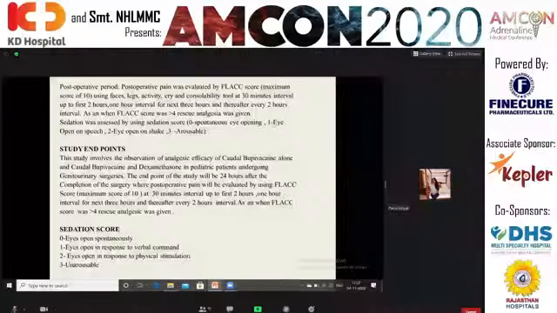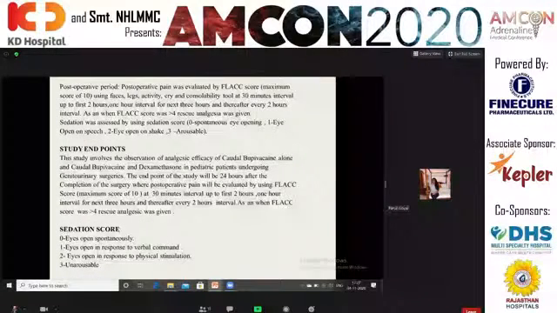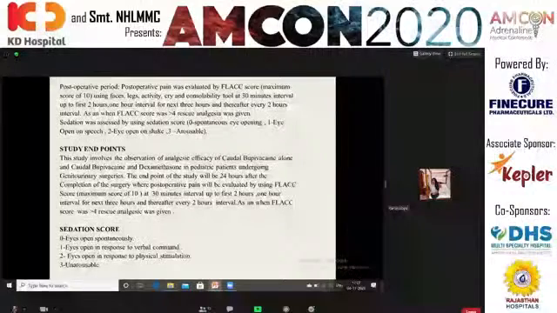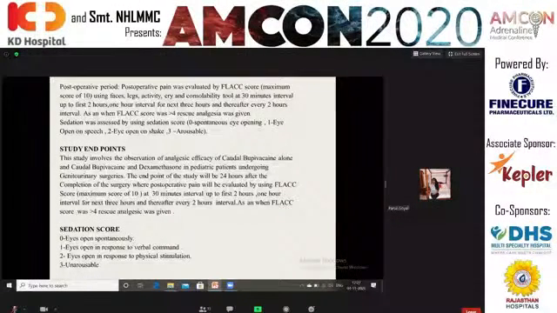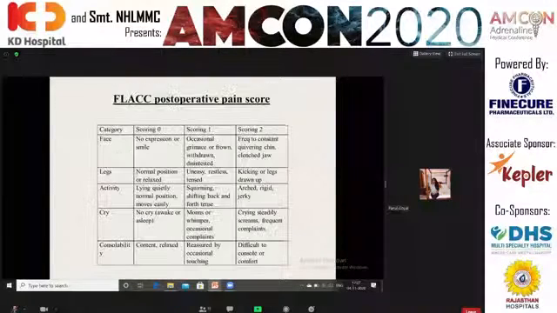Postoperative pain was evaluated by the FLACC score, which is face, legs, activity, cry, and consolability tool, at 30 minute intervals for the first 2 hours, then at 1 hour intervals for the next 3 hours, then every 2 hours. If the FLACC score was more than 4, rescue analgesia was given. Sedation was assessed using a sedation score which has 4 grades, 0, 1, 2, 3. 0 is spontaneous eye opening, 1 is eye opening on speech, 2 is eye opening on shake, 3 is arousable. This is the FLACC postoperative pain score. Next slide.